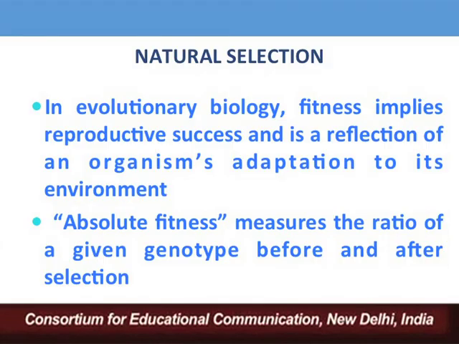So fitness could be absolute, wherein we are measuring the ratio of a given genotype before and after selection. When we are talking of absolute fitness, we are basically counting the number of individuals with a given genotype in a given population, and then a selection force acts on that particular population. That selection force could be any natural environmental criteria like temperature, moisture, or anything dealing with the natural world.